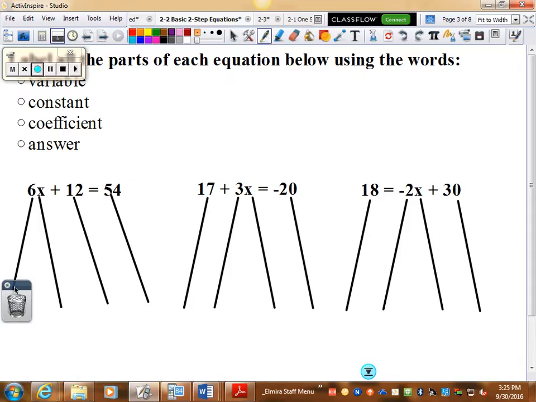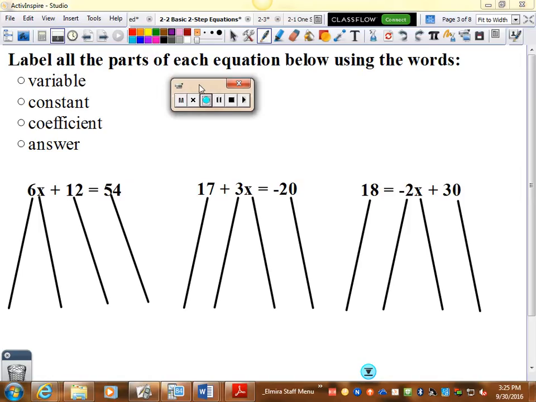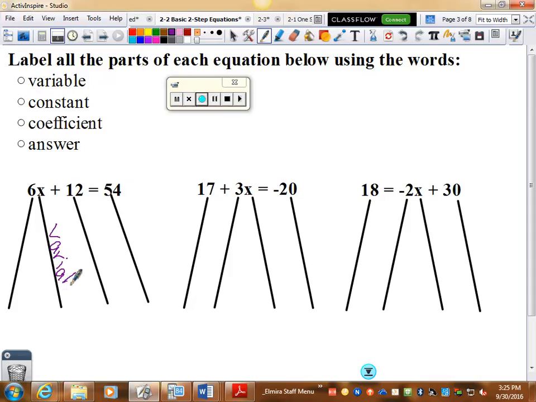On this page, we just practice these vocabulary words some more. Okay, so we've got, I usually label the things that I know for certain first. So like x is a letter, that's a variable. Okay, the number with the variable, remember with was co, so coefficient. All right, the 54, that's the answer to the equation, and 12 is the constant.